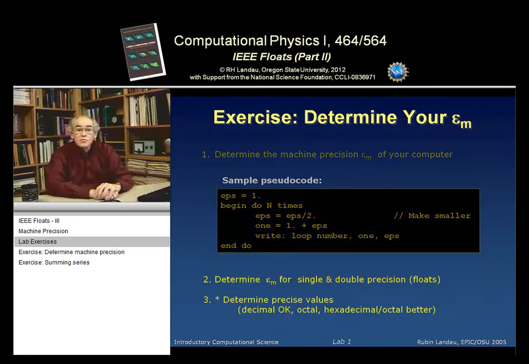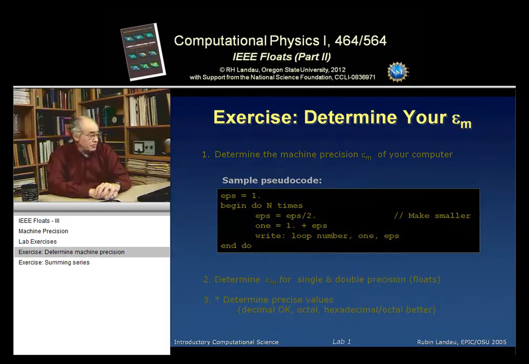So here's your first problem. Sit down at the computer, lab 1, and determine your machine precision. If you think you're smart enough, go ahead and don't listen to the rest of what I have to tell you here. Just go ahead and do it. But if you think you could use a little help this time in your life, we'll step you through it.